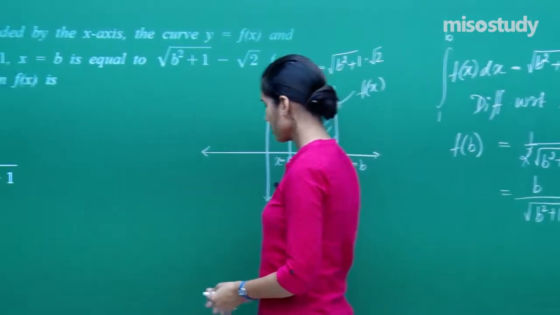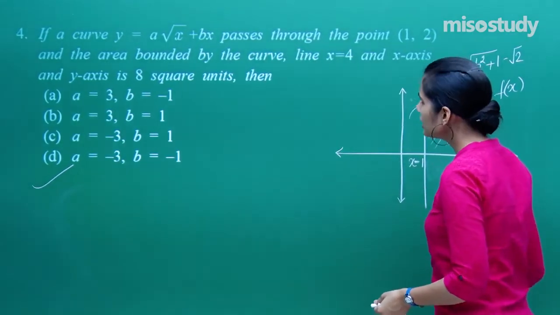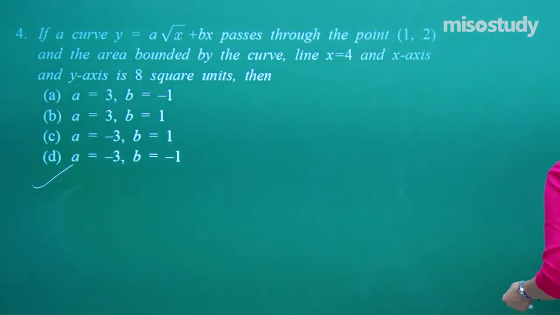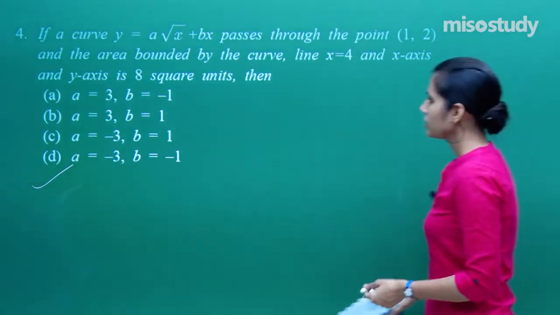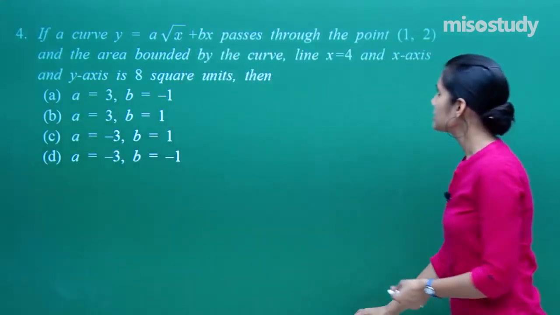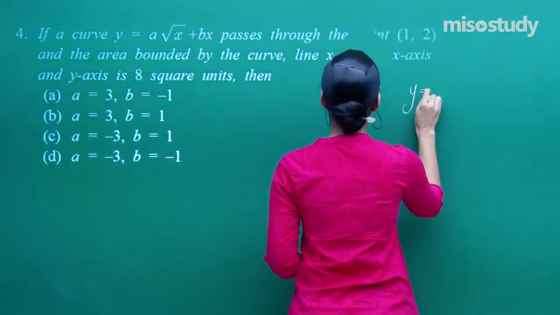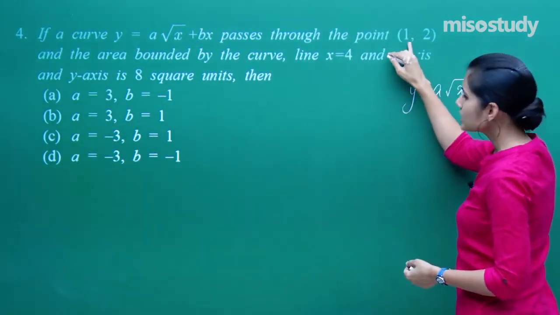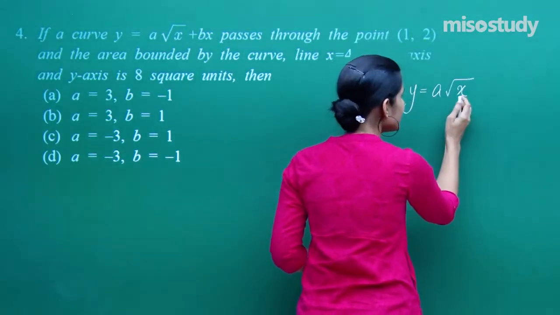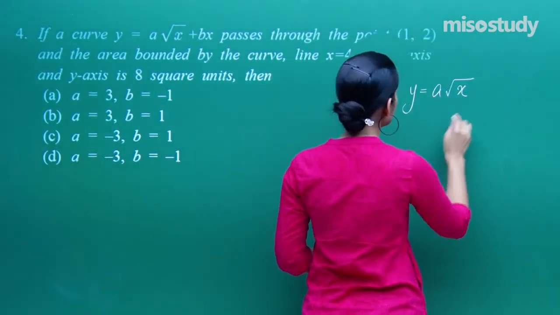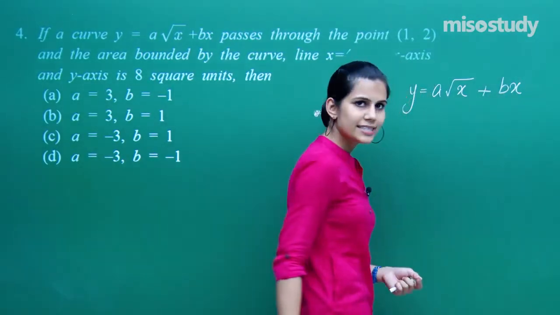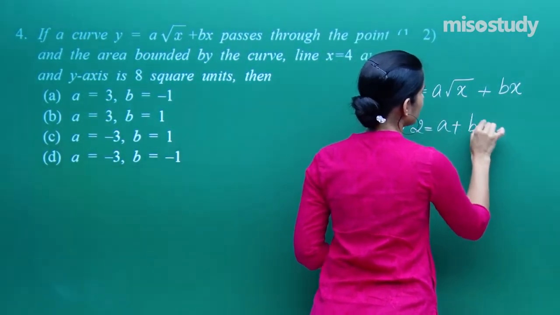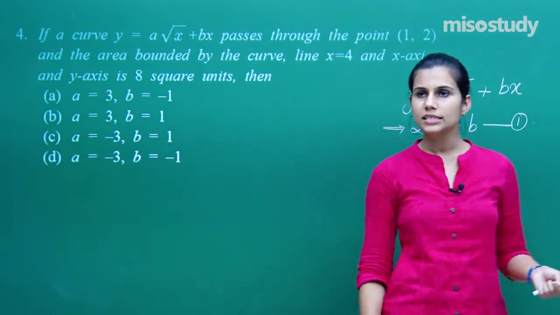Now the fourth question says that a curve passes through the point (1, 2). The very fact that the curve is passing through the point (1, 2) means that, with y equal to a root x plus bx, when x is 1, y is 2. This holds for this curve.